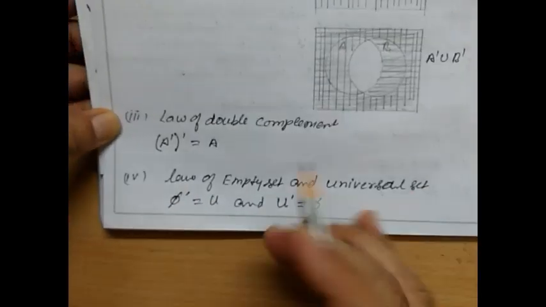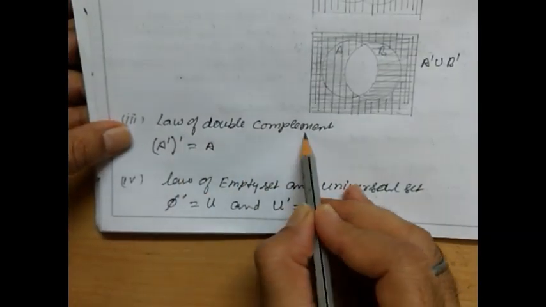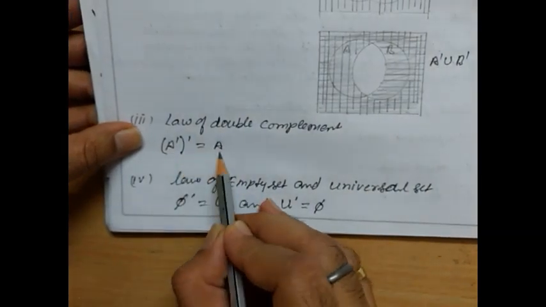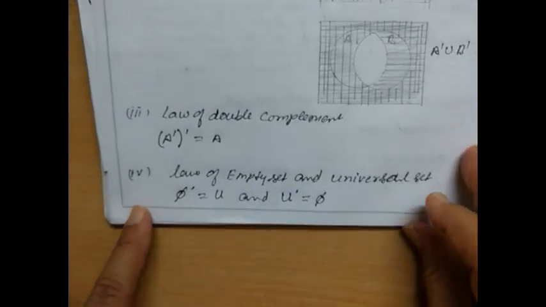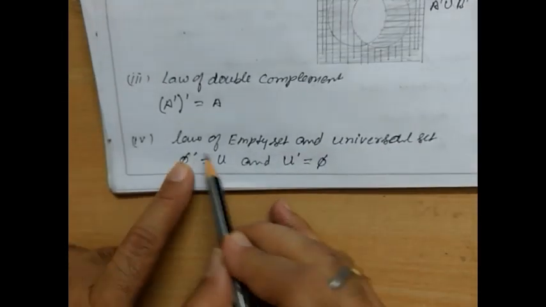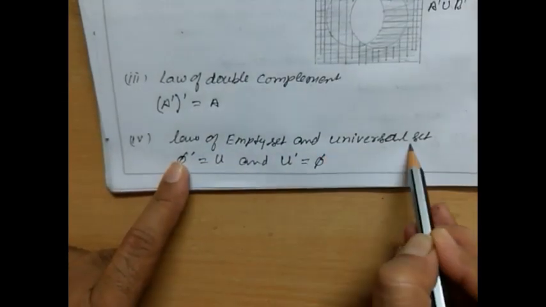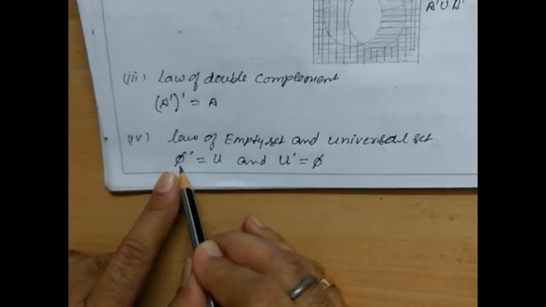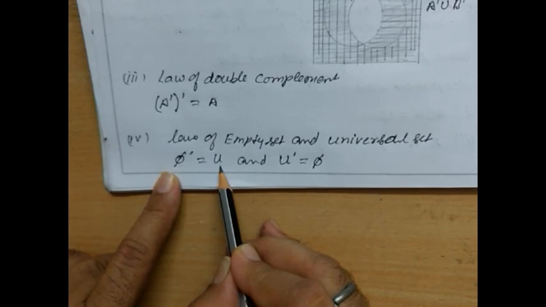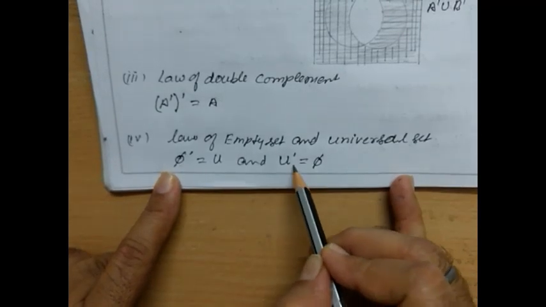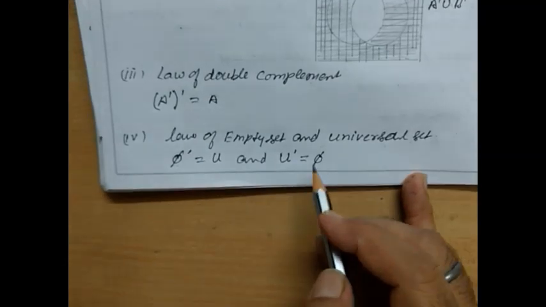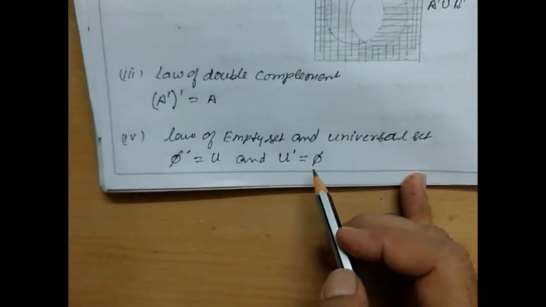Further, the next property is the law of double complement: the complement of A complement will be equal to A, as I showed you at the start. The last property is the law of empty set and universal set. The complement of the empty set will be the universal set, and the complement of the universal set will be the empty set.